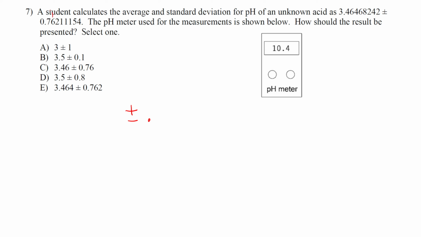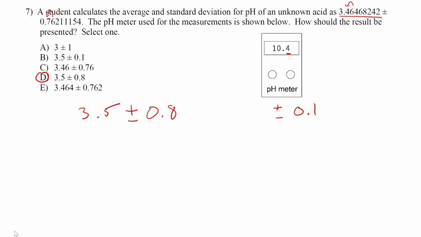So this 6 would round up that 7 to 0.8. Rule 2, we must match the number to the error, right? So that 6 will round up to 4. Rule 3, are we doing better or worse than the instrument? Well, that instrument is, let's make it pretty. 0.8 is definitely bigger than 0.1, so the answer is D.